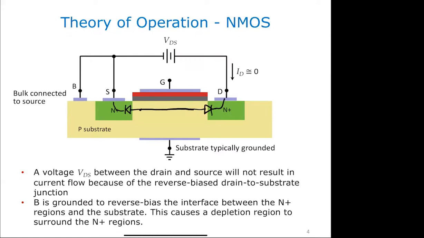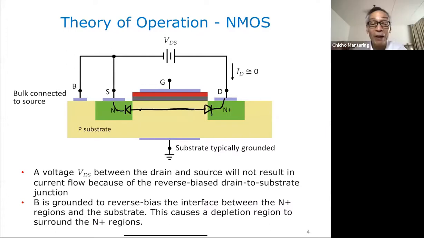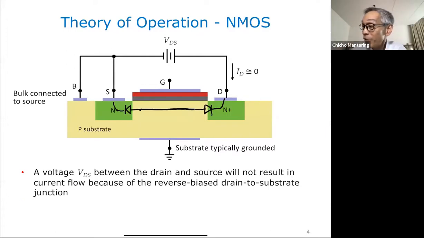So what do we have? One of the diodes will be reverse biased. This diode will be reverse biased, and therefore the current that's going to flow here will be approximately equal to 0. Because you will have a very, very small reverse saturation current, but for all practical purposes, that's approximately equal to 0. So a voltage between the drain and source will not result in current flow, because the drain to substrate junction is reverse biased, and therefore current will not flow.